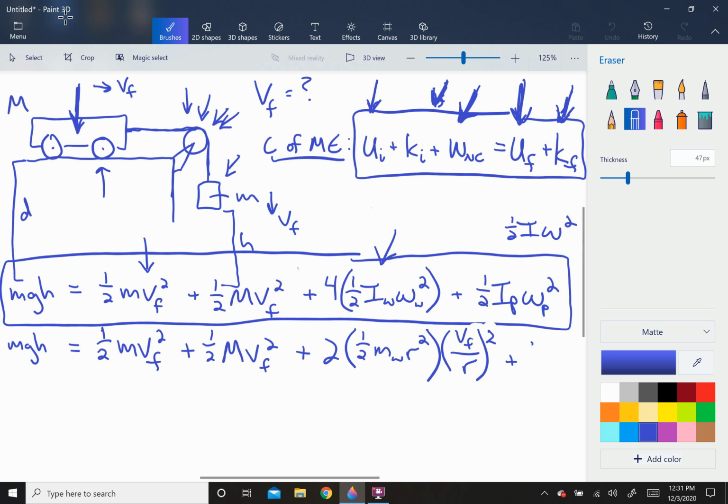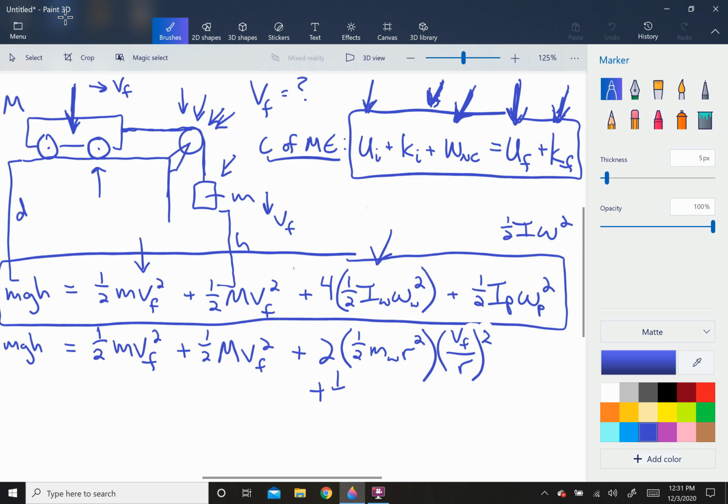Let me move this to give myself some space. So plus 1/2, and then the hollow pulley is going to have the mass of the pulley times the radius of the pulley squared, okay? And then the omega for that one. So rolling pulleys, pulleys are involved in rolling without slipping, okay? That's the way that a pulley works, the rope goes over the pulley. It doesn't slide, the pulley spins, and so it's effectively rolling without slipping.